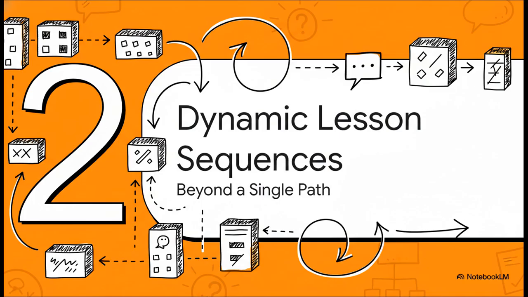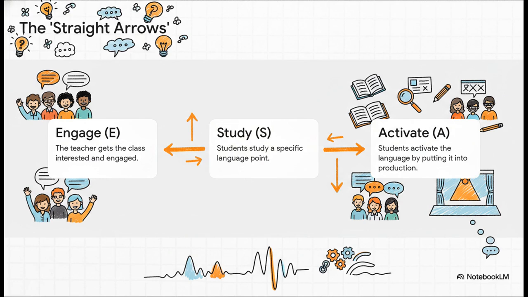But here's the thing. These ESA blocks, they're not meant to be stuck in one rigid order. The real power, the real art of teaching, comes from how we arrange them. So the one you probably know best is what Harmer calls straight arrows. It's totally logical, right? You engage the students, you study the language point, and then you have them activate it. It's simple, it's effective, and it's a fantastic foundation.